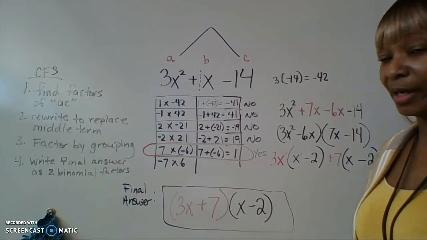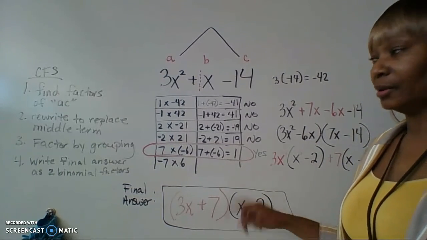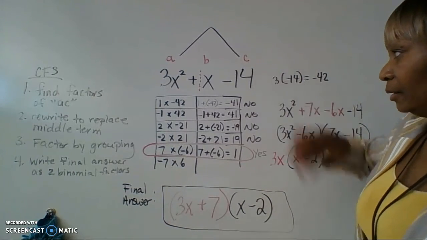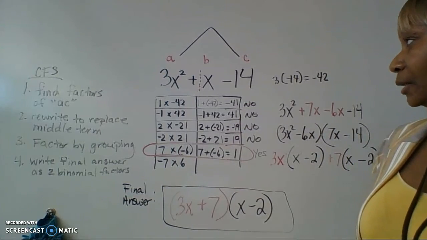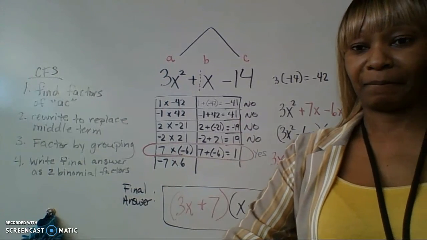And we know we can check our work by using the FOIL method to see that we'll get back the original expression that says 3x squared plus 1x minus 14. Now it's your turn.